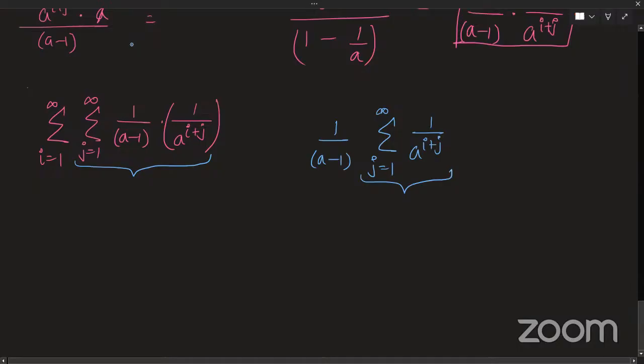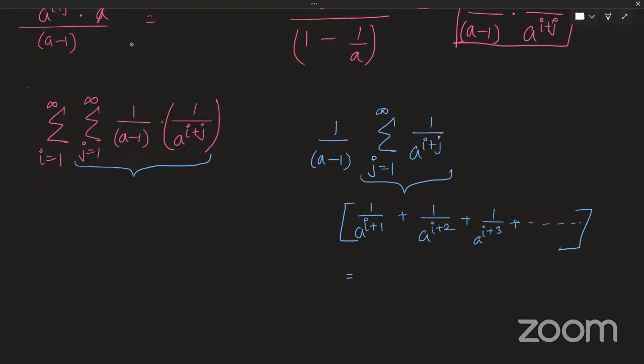Can you help me first find the series? So it is 1 by a raised to i plus 1, plus 1 by a raised to i plus 2, plus 1 by a raised to i plus 3, and so on up to infinity. So what is the sum of this series?